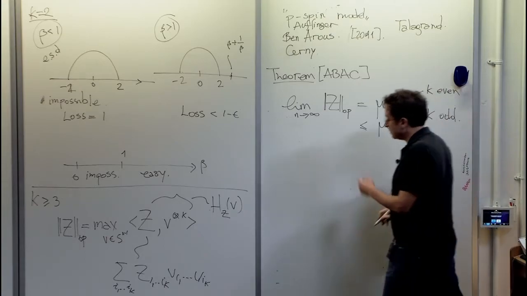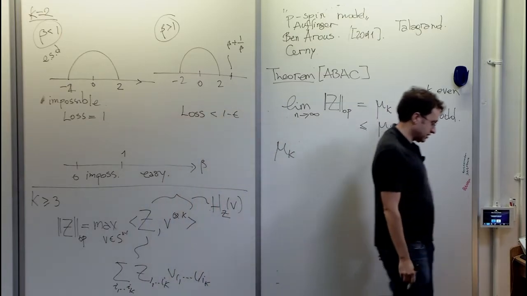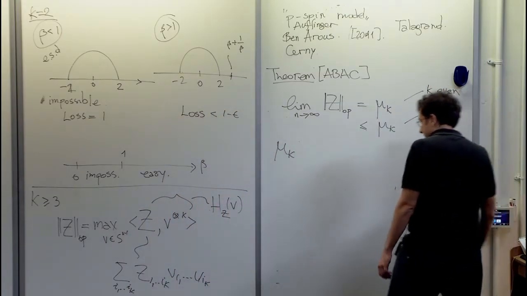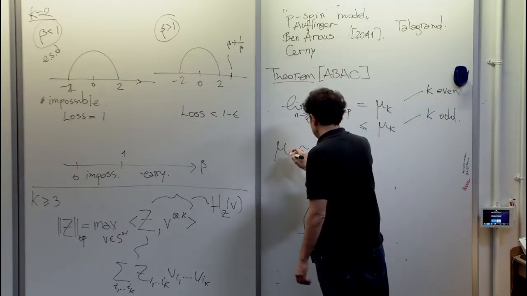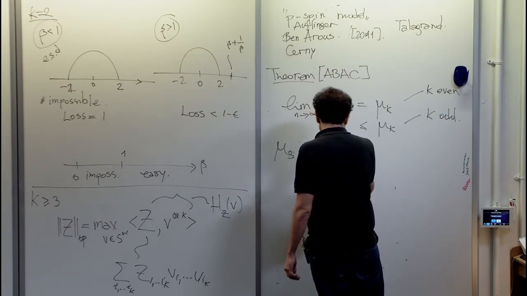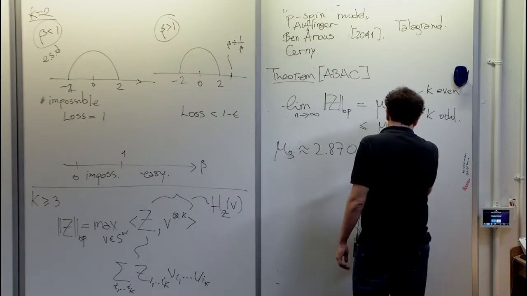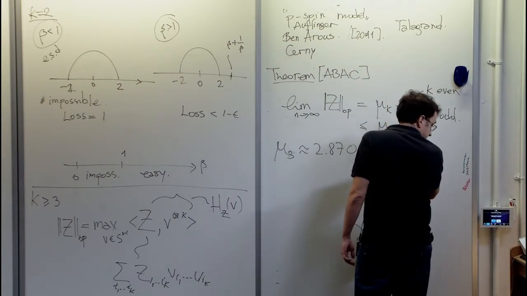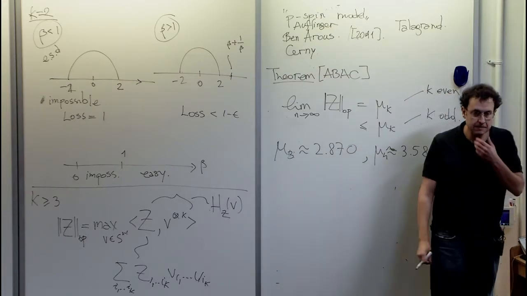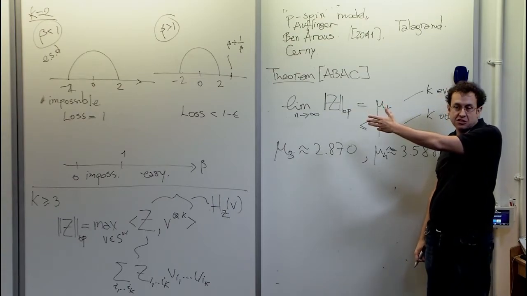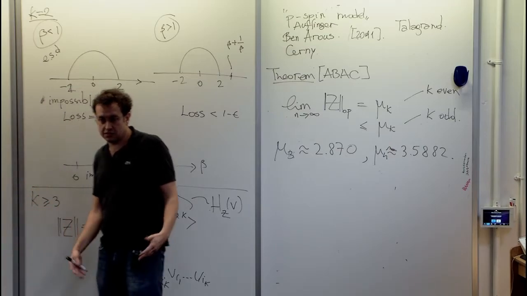So I will not write the messy formula, but just to convince you that these things are very well, and this is just very sophisticated math. I'll write you numbers. Mu3 is 2.870, and mu4 is 3.588. So, this is the right normalization. If you don't care about precise number, the operator norm in this sense is of order 1.